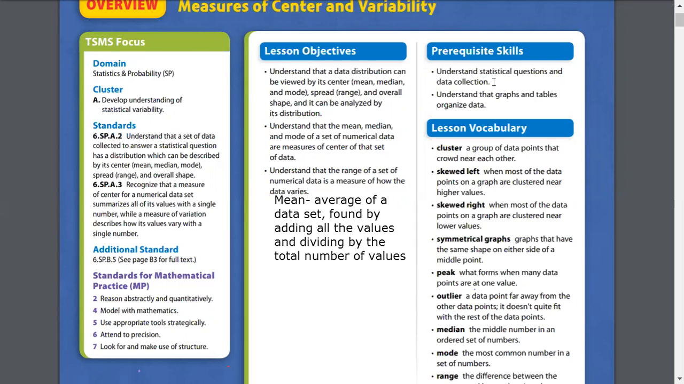We're going to talk about the actual measures of the center and spread of a data set. And when you get to 7th grade, they'll call it measures of central tendency, so you can have an idea of what that word is when you see it.